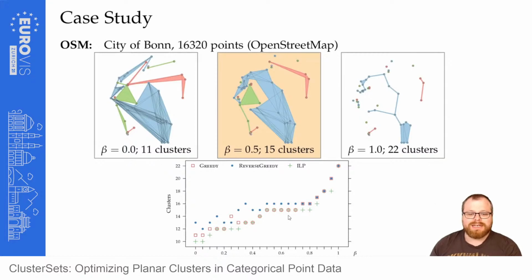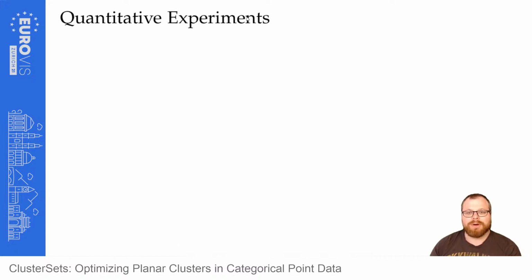And since the number of clusters doesn't seem to change too much somewhere in the middle here, this seems to be a good trade-off between our design goals: that we want few clusters, but vertices still to be close within the cluster. Based on this dataset, we also conducted quantitative experiments on the running time and the quality of our solutions.